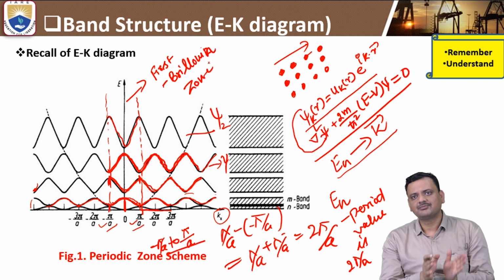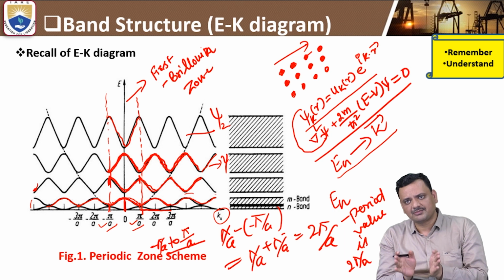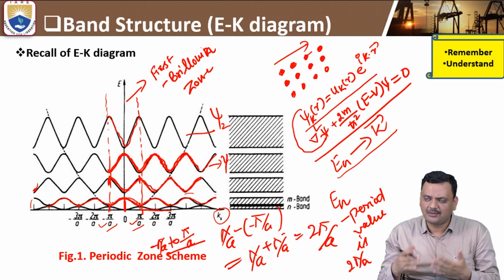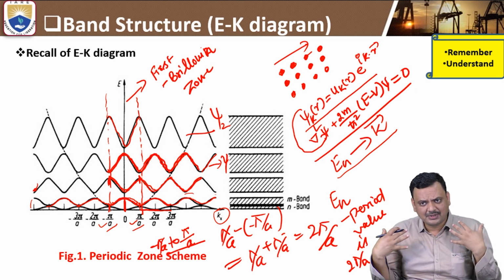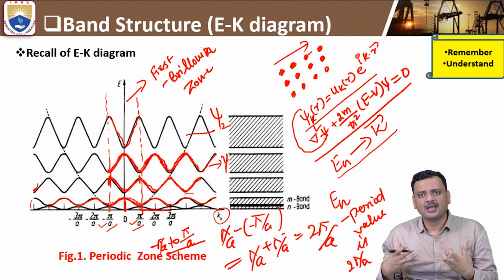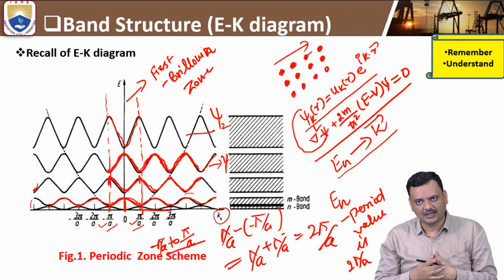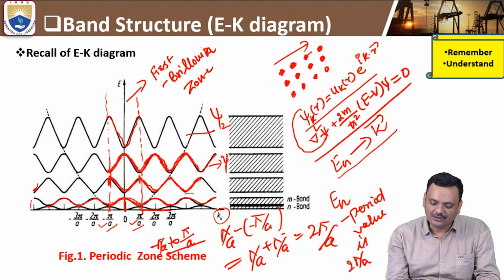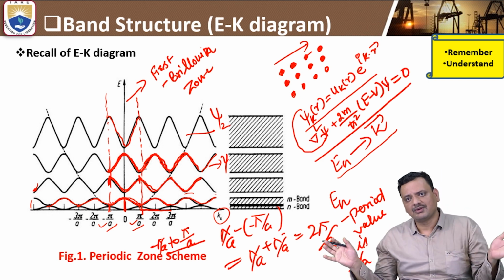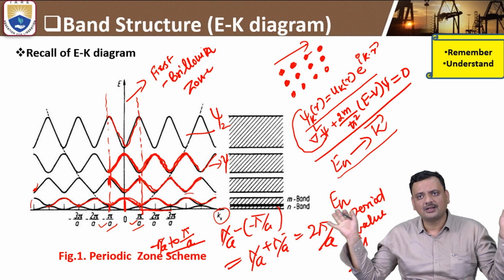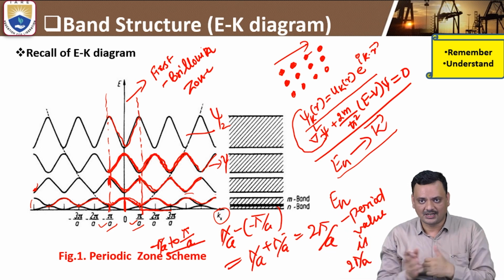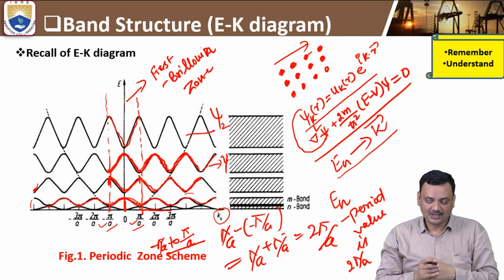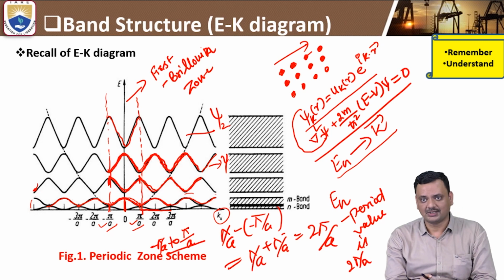So you can predict the wave function property or any property. Why? Because wave function has complete information about any quantum mechanical particle. So if you know the wave function in this region, then you can say that we know the wave function value in all the region, in all the extended region. Okay. So that's why this first Brillouin zone is important.